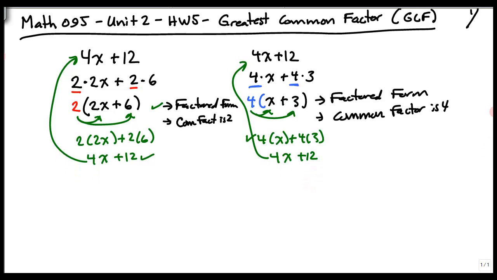Now for both of these problems, I had a common factor. In the left-hand problem, my common factor was 2. In the right-hand problem, my common factor is 4. Now if you think about it, the greatest of these between 2 and 4 is 4. So 4 is the greatest common factor, GCF, greatest common factor. It means the largest number that is a factor of each term.